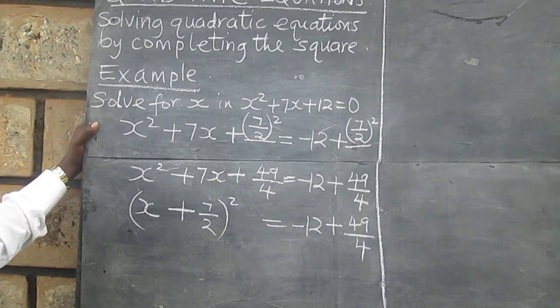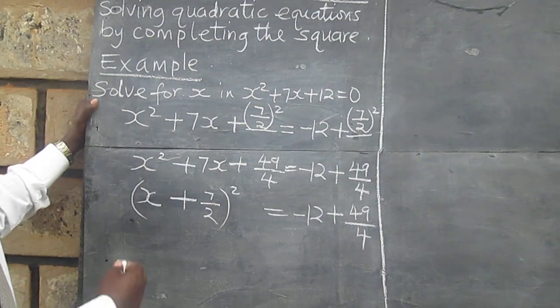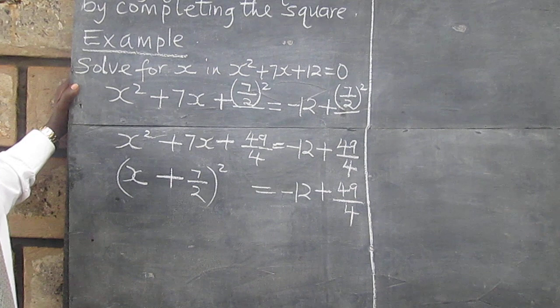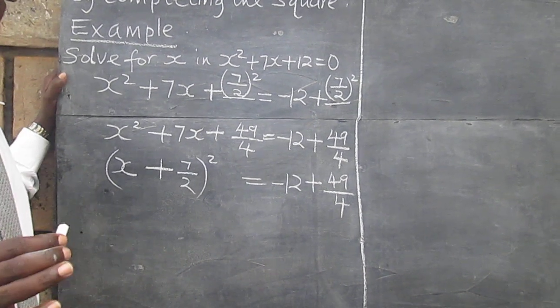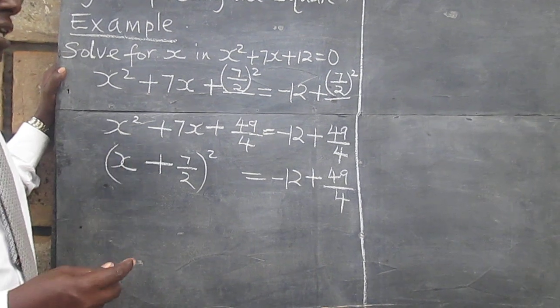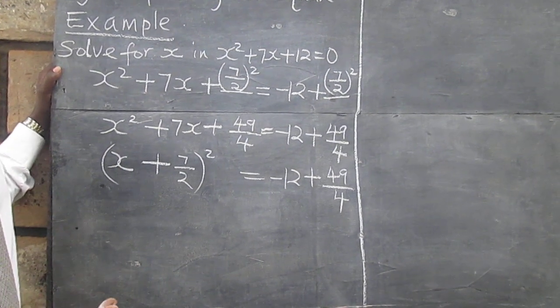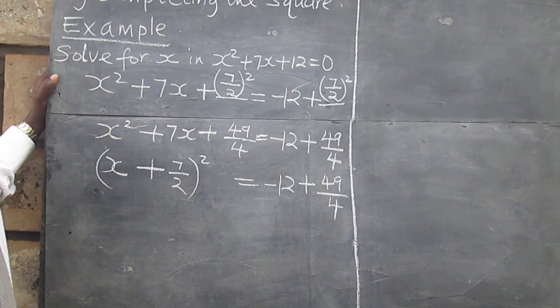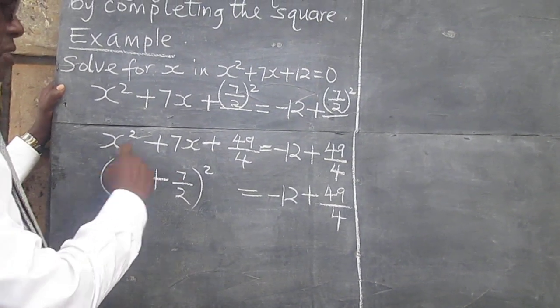Now because we are looking for x, we will need to take the square root on both sides, and we remember that the square root of a number is both positive and negative. In other words, for example, the square root of 4 is negative 2 or plus 2. So we take the square root on both sides.